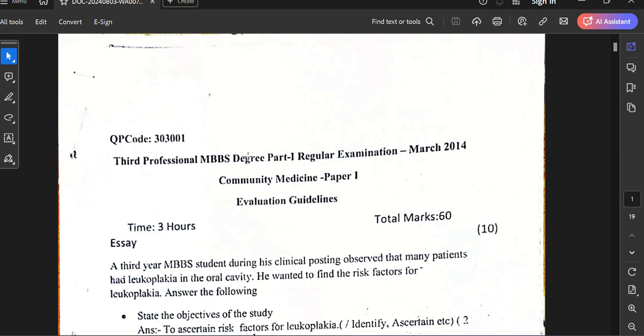Dear students, today we will discuss some community medicine paper 1 topics.